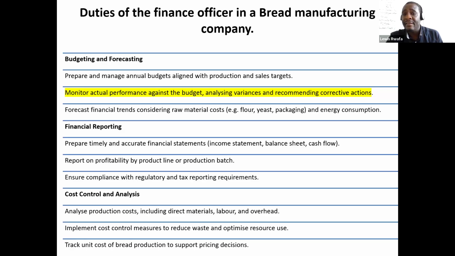Monitor actual performance against the budget. We are going to look at the variances, different types of variances, and how do we interpret those variances? What do they mean for Halfpenny? What is the impact on our financials? That's what we're going to be doing in the short term. Forecasting financial trends, considering raw materials: flour, yeast, packaging.